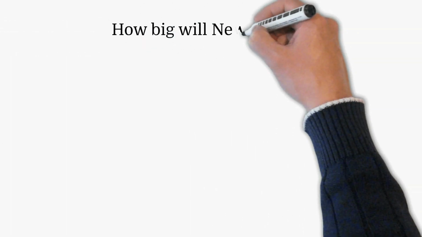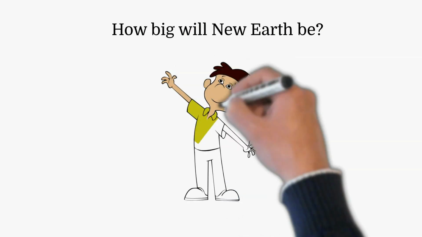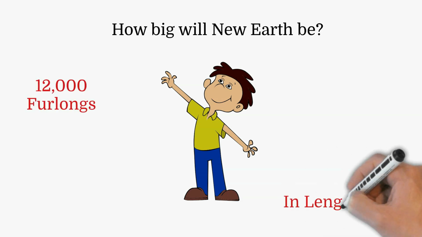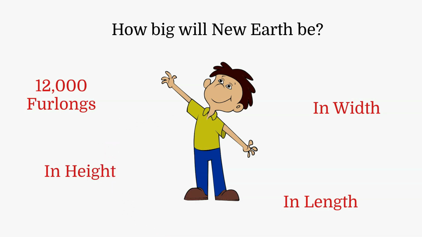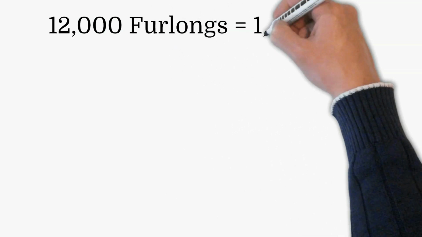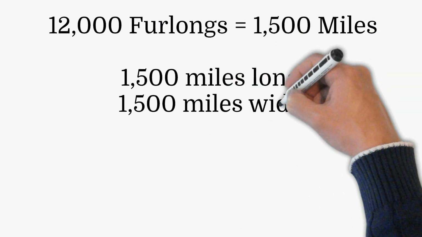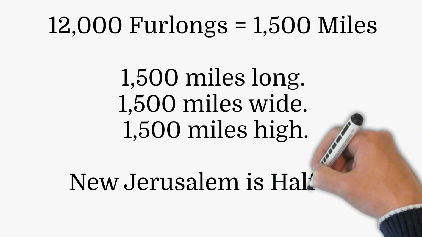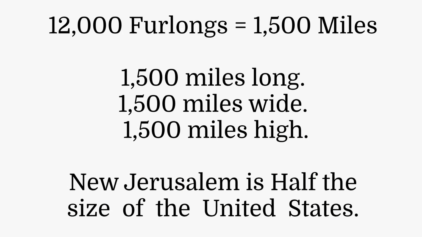Most Christians wonder just how big New Earth is going to be. Revelation chapter 21 verse 16 gives us all the math we need to calculate its size. 12,000 furlongs in length, 12,000 furlongs in breadth, and 12,000 furlongs in height. 12,000 furlongs is 1,500 miles. So the city of New Jerusalem is 1,500 miles long, 1,500 miles wide, and 1,500 miles high. That's half the size of the United States of America.